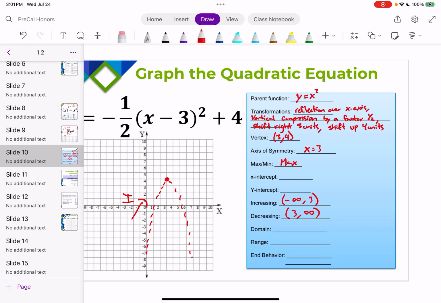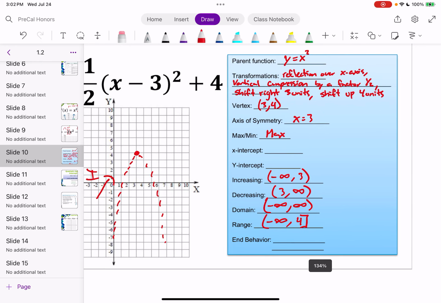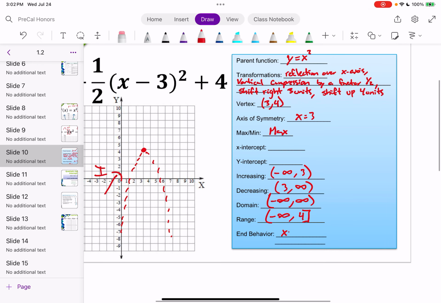Our domain, once again, is always -infinity to positive infinity. Our range is going up to the 4 from -infinity. So -infinity is our lowest number, up to 4, and we put a bracket around the 4. End behavior would be: as x approaches infinity, f of x approaches -infinity. As x approaches -infinity, f of x approaches -infinity.